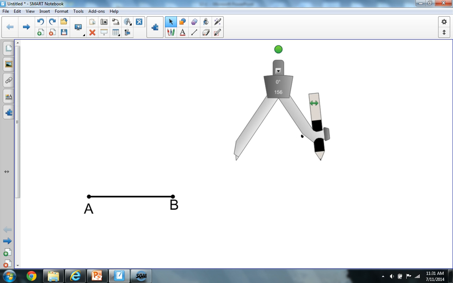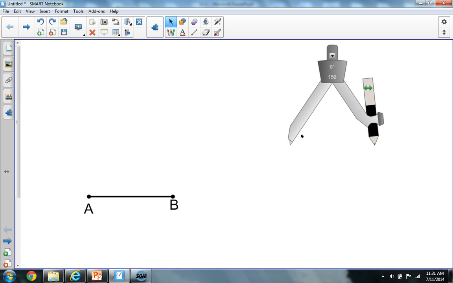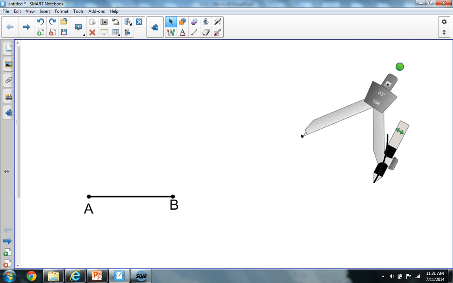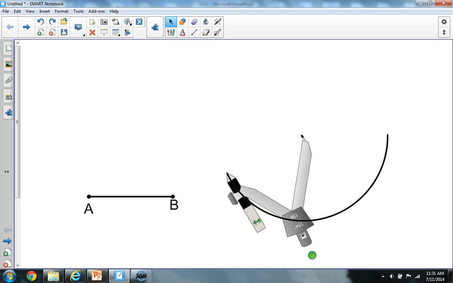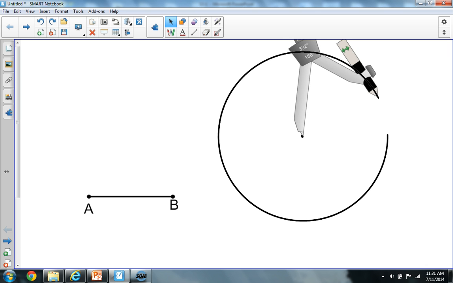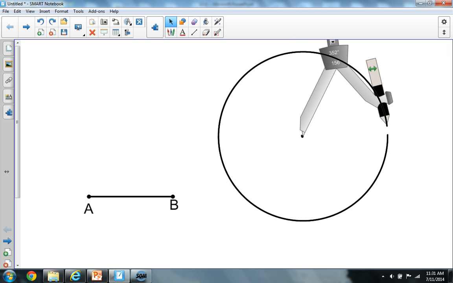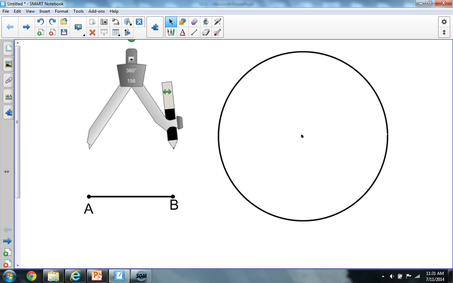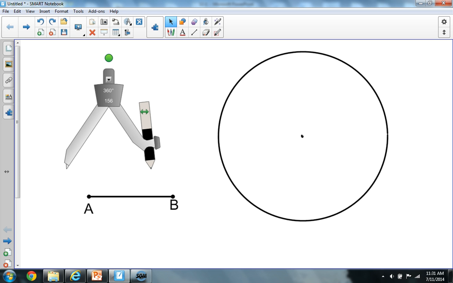If we move the compass over to that point that we want for the center of the circle, and then draw around that point, what we're doing is drawing all of the points that are the same distance from that center. And since we measure that distance by measuring the length of line segment AB, we now have a circle that has a radius that's equal to line segment AB.